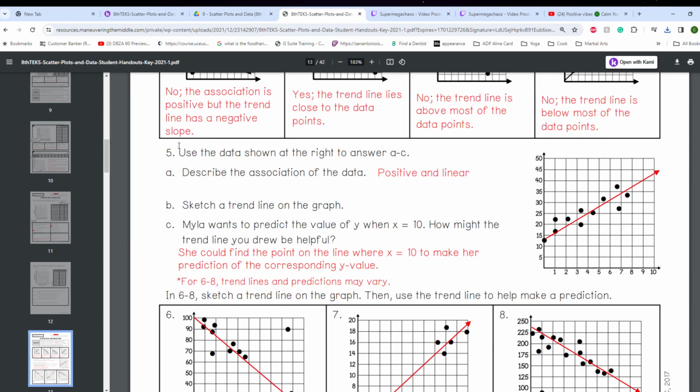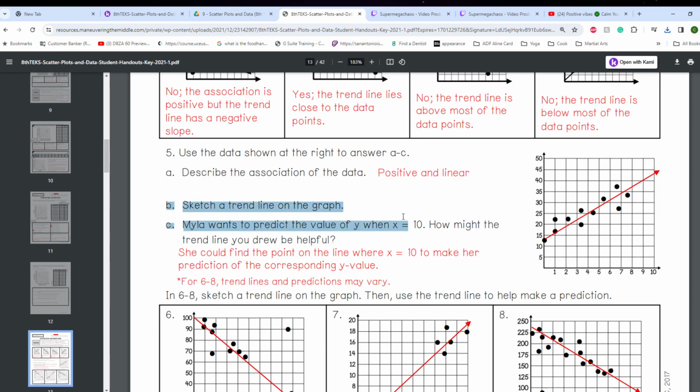So let's look at number 5. Use the data shown at the right to answer A through C. Describe the association of the data. So here we see the points are all clustered, and we see it's a positive, strong association. And it's linear too, because it's a straight line.